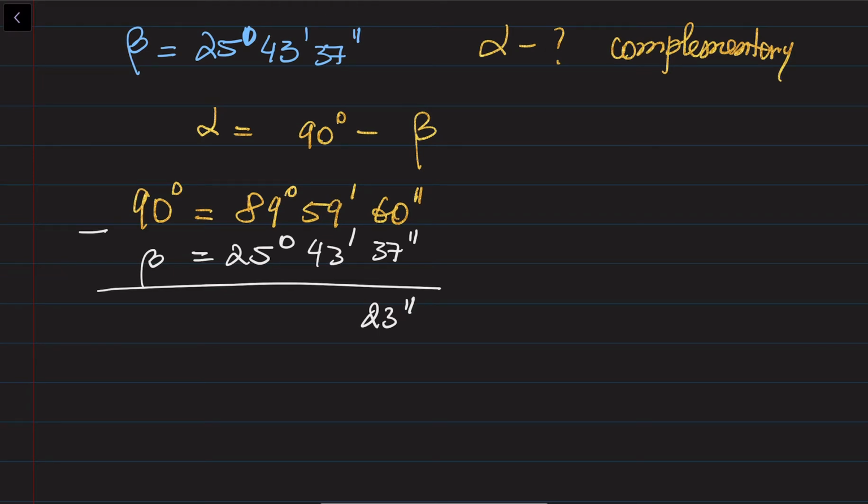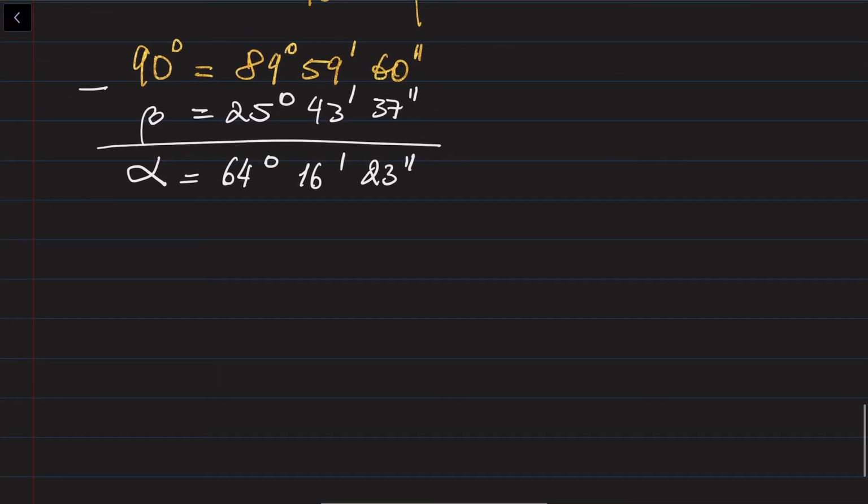59 minutes minus 43 minutes is going to be equal to 16 minutes. And 89 degrees minus 25 is going to be equal to 64 degrees. So this is essentially the complementary of this angle beta. So this is how we're going to work with the minutes and the seconds. And the last thing which I would like to define here is something called radians. So it appears we can measure angles not only with degrees, we can measure them using radians as well.